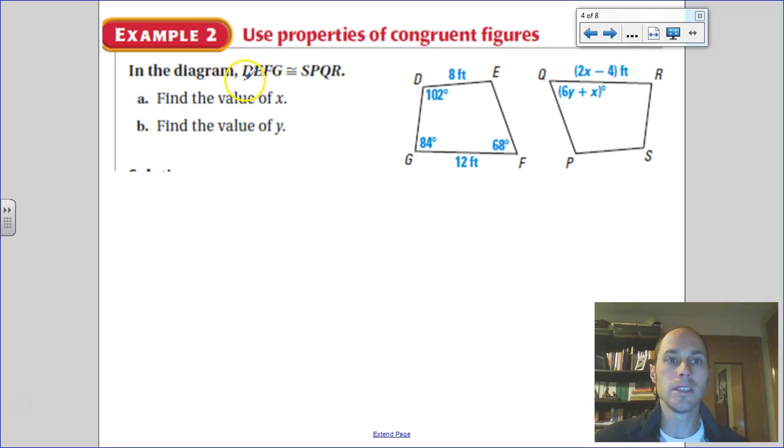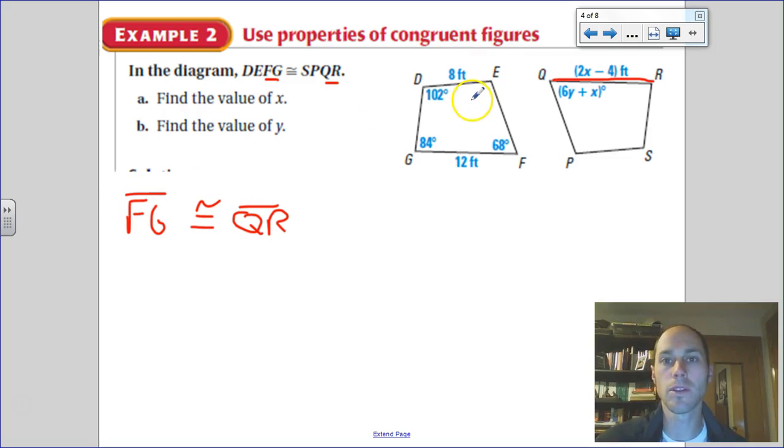So now if we know DEFG is congruent to SPQR, let's say I want to find the value of x. X is part of this segment, 2x minus 4, so QR. Well, if I know QR is congruent to which segment? Well, QR is the last two, so it's got to be FG. Sometimes it helps to look at the lettering more than looking at the diagram because sometimes it's hard to figure out if it's rotated or reflected.